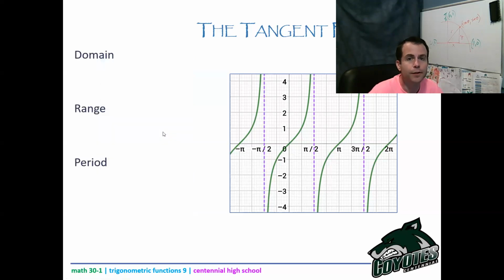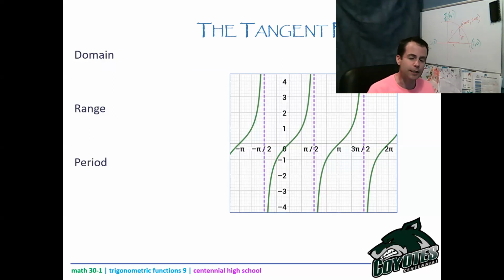Okay, so we're going to fill this stuff in together. The domain, well, like most things in life, when we talk about domain, the easiest way to do that is to say, okay, hey, listen, x can be everything, except it can't be this and this and this and this. So we're going to start with a statement that says, okay, x can be everything. But then we have to say what x can't be. And x can't be the asymptotes.